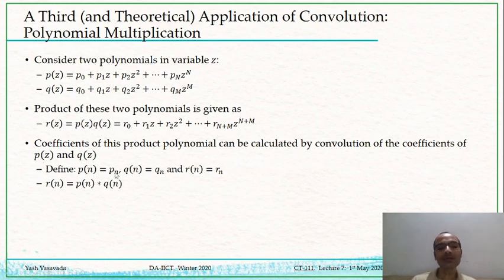So if you define p of n as the coefficients of the first polynomial, q of n as the coefficients of the second polynomial, and r of n as another discrete time sequence which is formed by the coefficients of the third polynomial, it turns out that r of n is nothing but p of n convolved with q of n. So whenever you do polynomial multiplication, actually you are doing convolution.